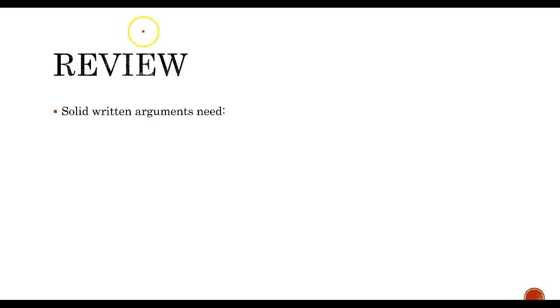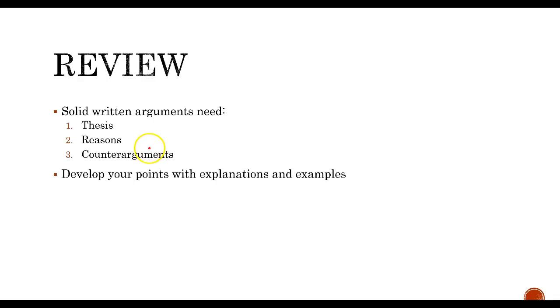So, a solid written argument needs to have a good thesis, right? It should be clear, it should be upfront. The reader shouldn't have any question about what your point of view is. You also need to have multiple reasons, usually at least 3. And it's a great idea to use counterarguments. Those could either come before your reasons or after your reasons, but at some point you want to address the other side in a counterargument paragraph.